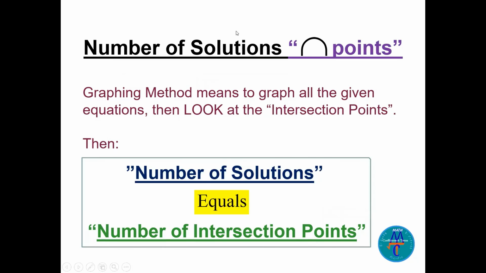Now the number of solutions is the same as the intersection points. So when you use the graphing method, you graph all the equations and then you look at the intersection points. So the number of solutions, if you need to count how many solutions, 2 solutions, 3 or 4 or 1 or none, the number of solutions equals the number of intersection points.